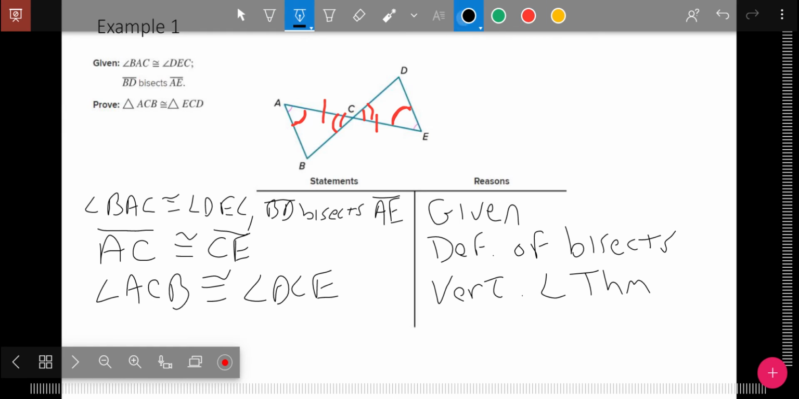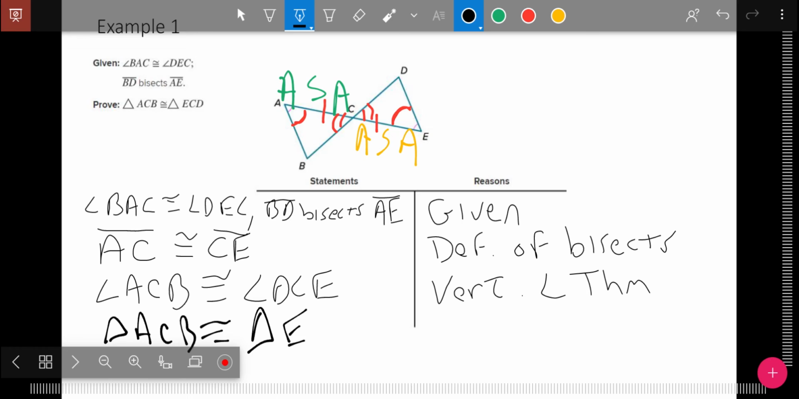And then last but not least, is that enough to say the triangles are congruent? In the triangle on the left, I have an angle, side, and an angle that is congruent to an angle, side, and an angle in the triangle on the right. And so triangles ACB and ECD are congruent by angle, side, angle, which is what we were trying to prove.